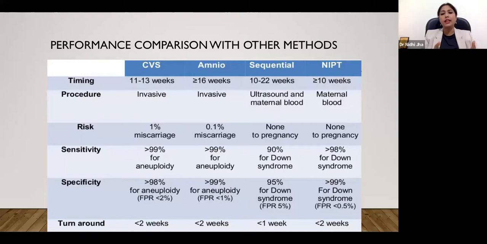Sensitivity: more than 99% for aneuploidy in case of CVS, similar with amnio. Sequential, 90% for Down syndrome and more than 98% in NIPT. Specificity: more than 99% for aneuploidy, 95% for Down syndrome, more than 99% for Down syndrome in NIPT. Turnaround is less than 2 weeks for CVS, amnio is less than 2 weeks. Sequential takes lesser time.